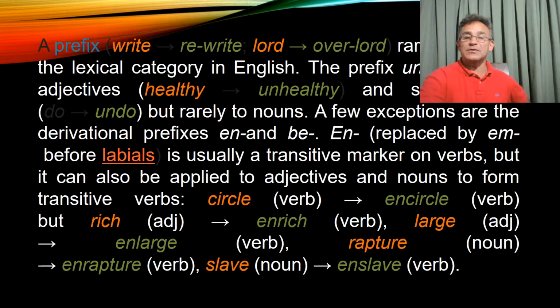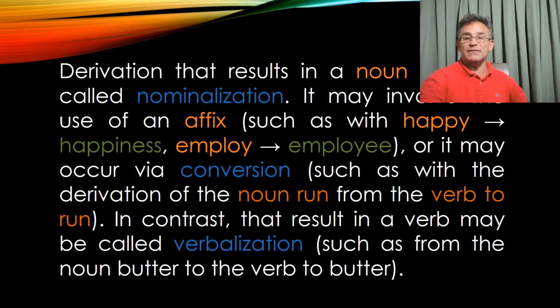There are some other examples of derivational words, as in prefix, write, rewrite; load, overload; healthy, unhealthy. And other ones like circle as a noun changing to another verb, encircle. Rich is an adjective that becomes enrich as a verb. And other examples are large, enlarge, verb; rapture, noun, to enrapture, verb. Slave is a noun and slave as a verb.